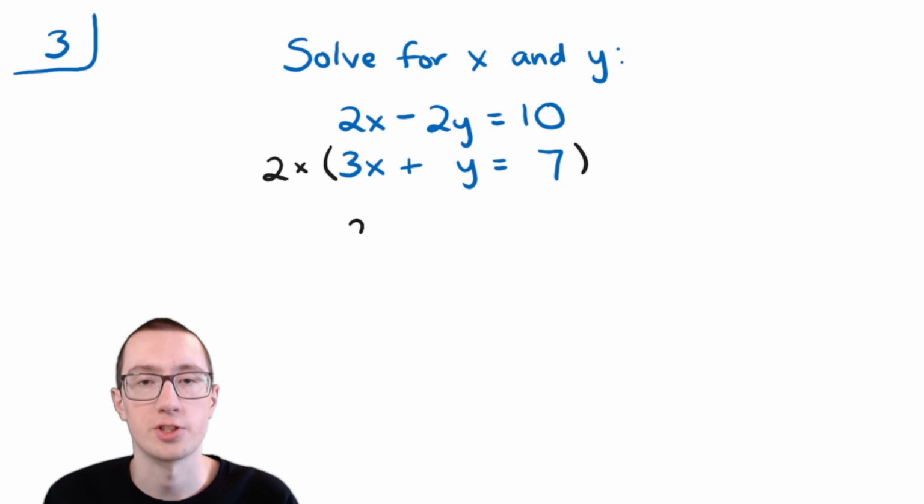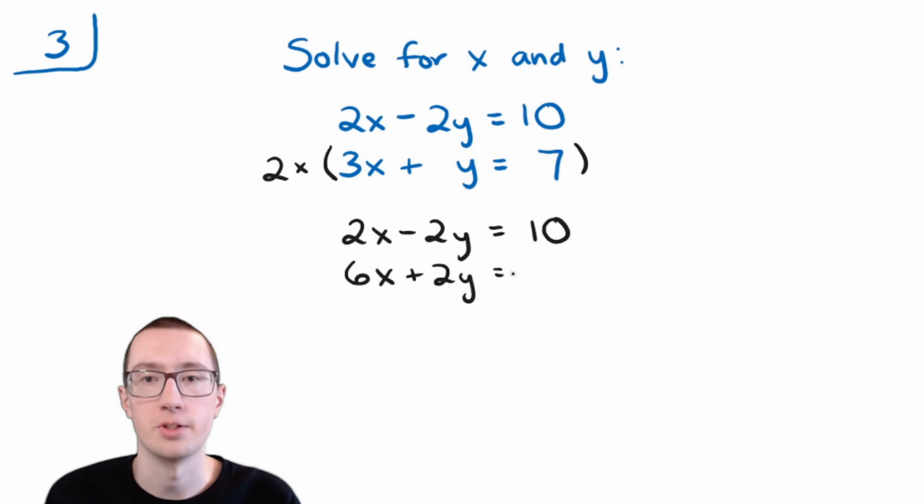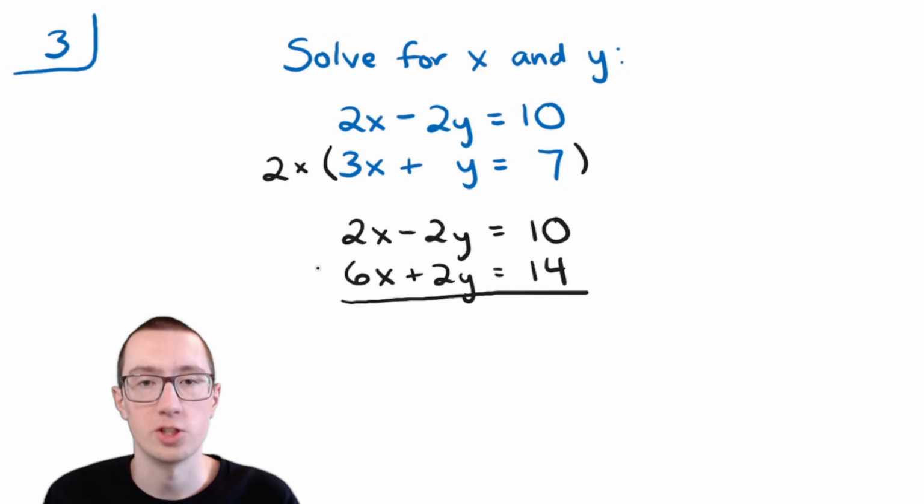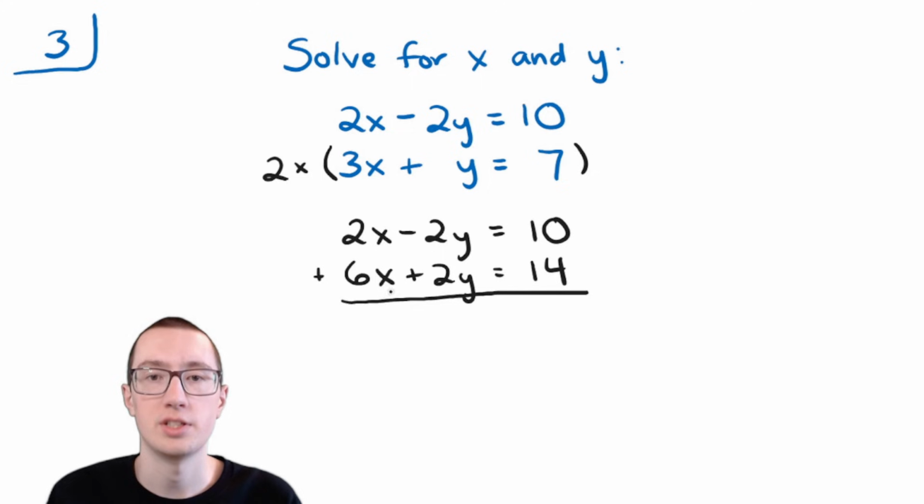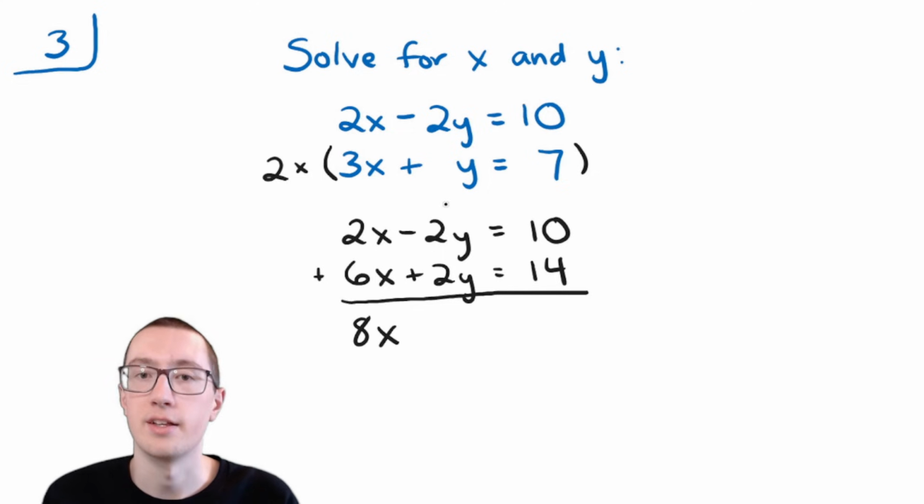So the top equation is just going to stay the same, 2x minus 2y equals 10. But this bottom equation, we're going to multiply everything by 2. So 3x, 3 times 2 is 6, so that becomes 6x. Y becomes 2y. And then 7 times 2 is 14. And now if we add together these 2 equations, you'll see that we have 2x plus 6x, which is 8x. And then these cancel out, minus 2 plus 2. And then over here on this side, we have 10 plus 14, which is 24.